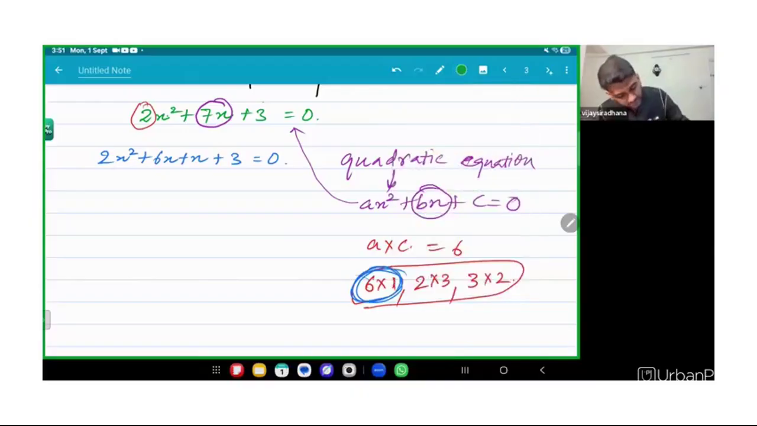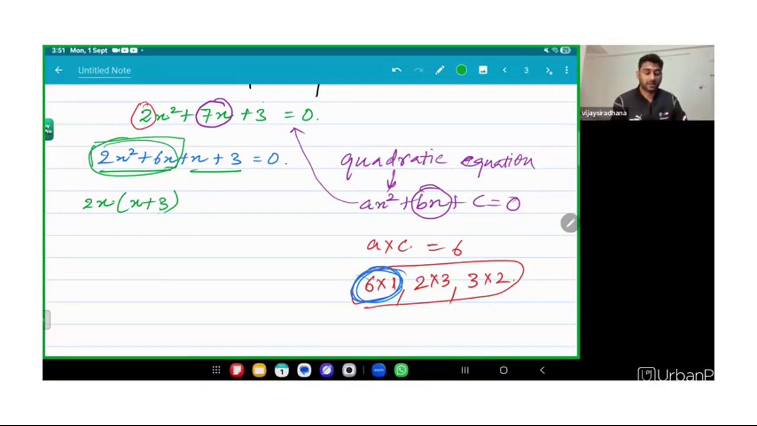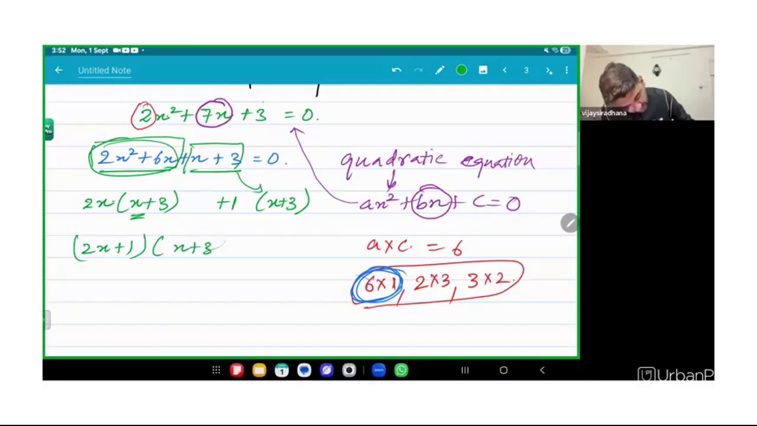Now we'll take these two terms in a different way. First we'll take these two terms. Over here, what is common? In this, the common is 2x, right? Now if we take 2x common from these both, then what is left behind? X plus 3, right? The same thing should be written over here. And then you should check out this term. Now this and this is same. So if you multiply this with 1, you'll get this. So the factors will be 2x plus 1 and x plus 3.